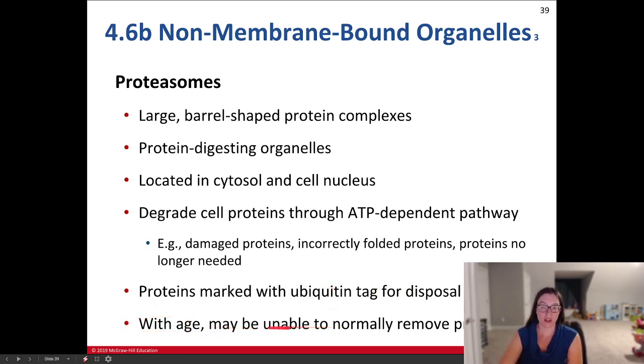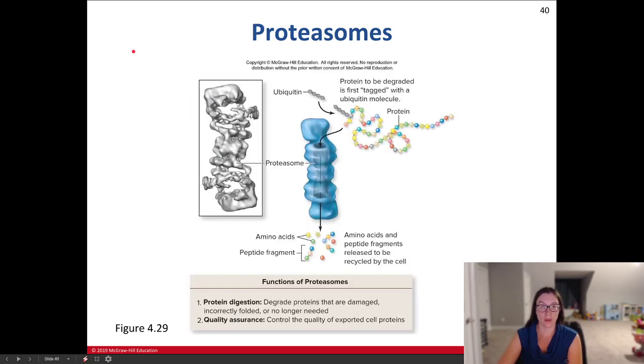As they age, they might start not working as well, so they may not be able to get rid of those proteins as well. So this is what it looks like. This protein has to be tagged with this ubiquitin molecule, and then the protein is going to kind of go through this little guy. I imagine it sort of chopping up the amino acids, and then these amino acids can be recycled by the cell. And it's also going to make sure that the cell is only going to be making good protein. So any misfolded or faulty protein is going to get broken down.